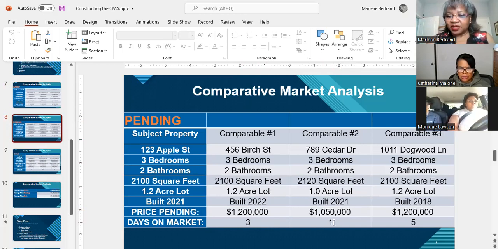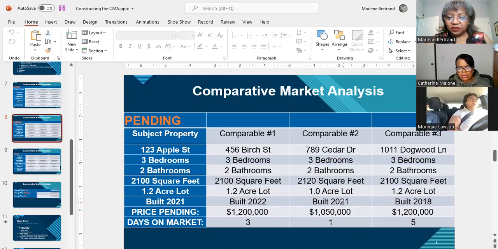$1,050,000. No wonder it sold so quickly, because the other homes in that neighborhood were priced a little bit higher. The one that was 1,200,000 was on the market for 5 days. So you can see that the lower the price, the quicker the home will sell. That's kind of what you're looking for when you see a pending. It just tells you what price is likely to sell quickly.